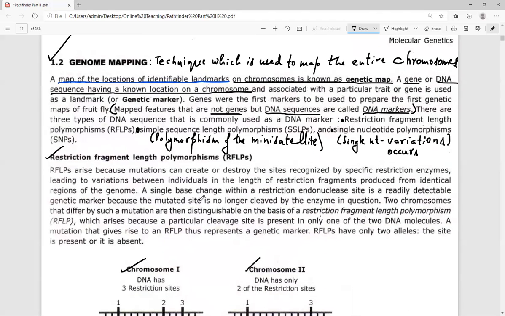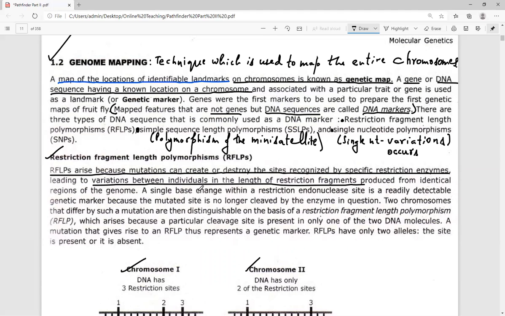Now look here. RFLP arises because mutations can create or destroy a particular restriction enzyme site, leading to variation between individuals in the length of the restriction fragment. It will produce a variation between individuals in the length of the restriction fragment produced.